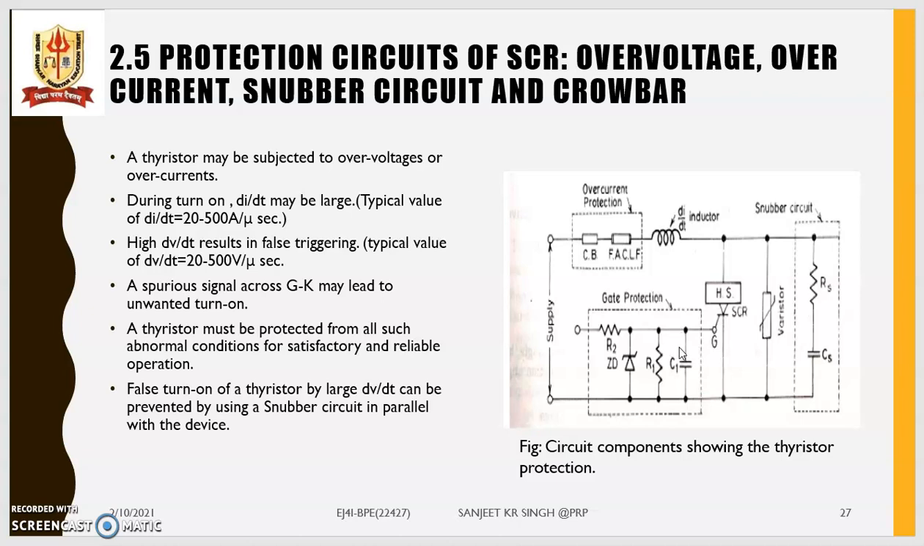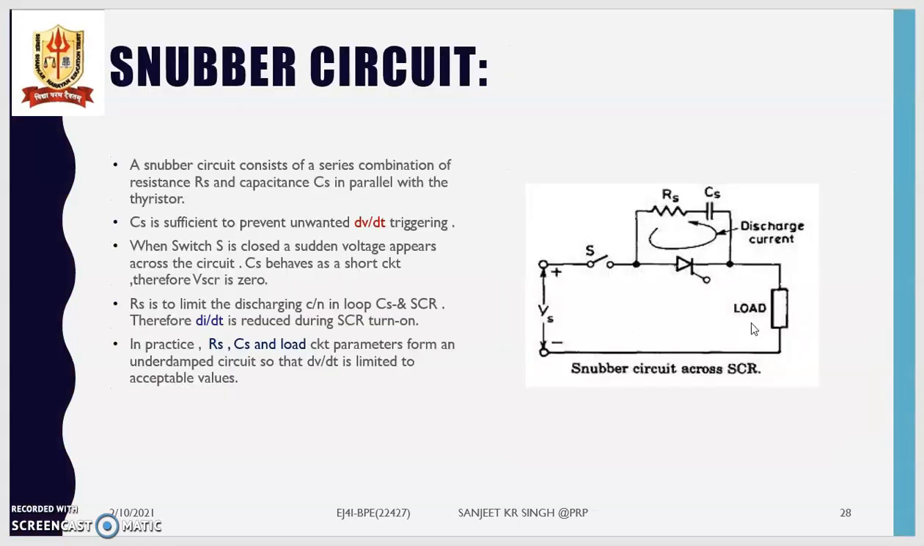False turn on of a thyristor by large dV by dt can be prevented by using a snubber circuit, which consists of a resistor and capacitor across the thyristor to be protected. So now let's see the snubber circuit. Here we can see the snubber circuit consists of a capacitor and resistor in series, and these two components are connected across the SCR to be protected.